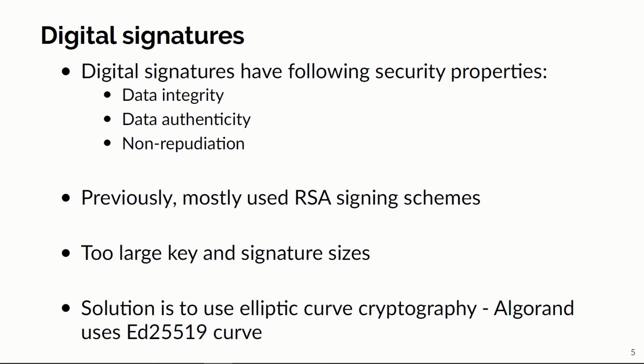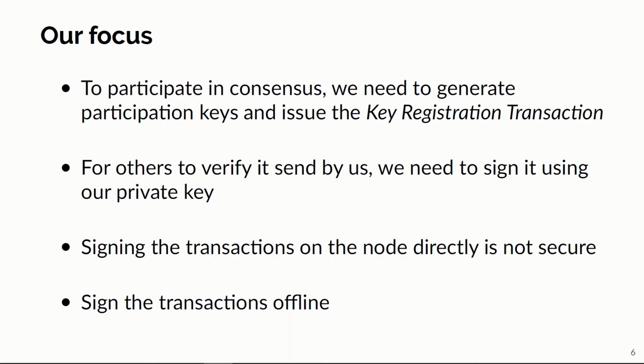Namely, in the Algorand network we see the Edwards curve 25519, which offers really good security, a small private key, a small public key, and also generates small signatures. As I was mentioning, the main focus of this tutorial is that in case we want to participate in consensus, we need to generate a participation key, and in order to propagate this information to the network, we have to issue a so-called key registration transaction.